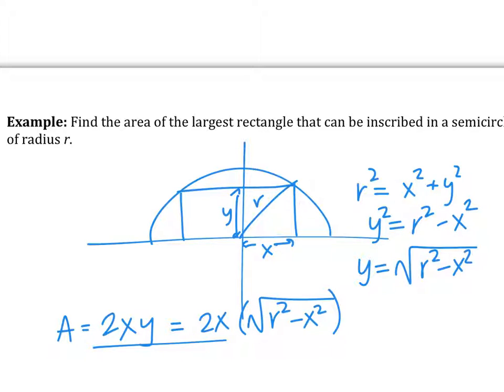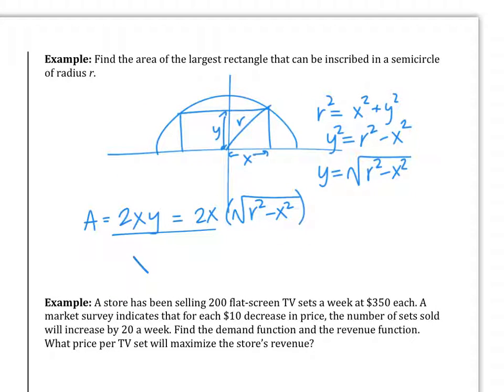All right, go ahead and find out what is the largest area. All right, so let me just give you the answer. x is equal to square root 2 over 2 times r. So then the largest area is r squared.